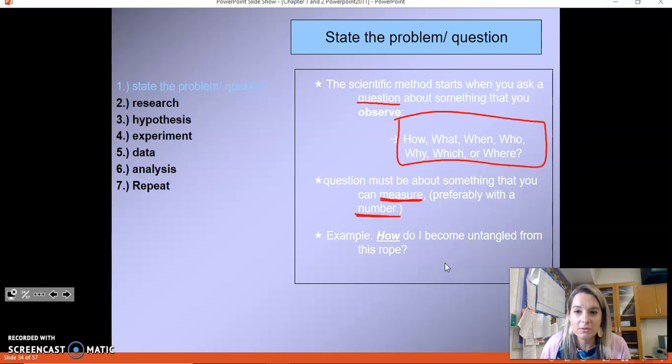So the first thing you do is always state the problem, the question. They usually start with how, when, what, who, why, which, where. The questions have to be measurable. I have on the thing here, how do I become untangled from this rope? Hopefully you're not tangled in rope. But you could easily say, how am I going to get to school on time?